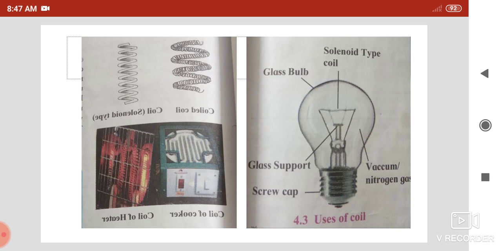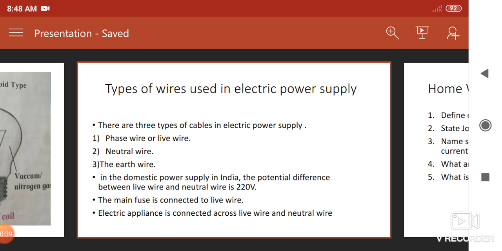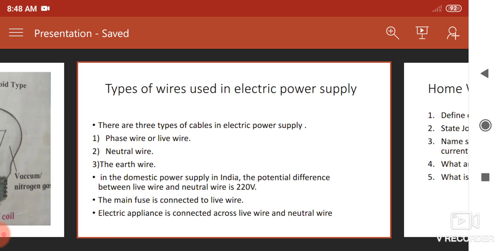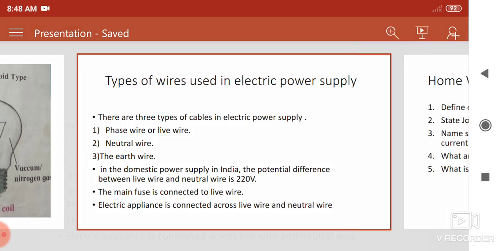You can see in the electric bulb there is a tungsten wire. This tungsten wire has a high melting point. After passing the current, this wire gets heated, and at that time it produces light also.